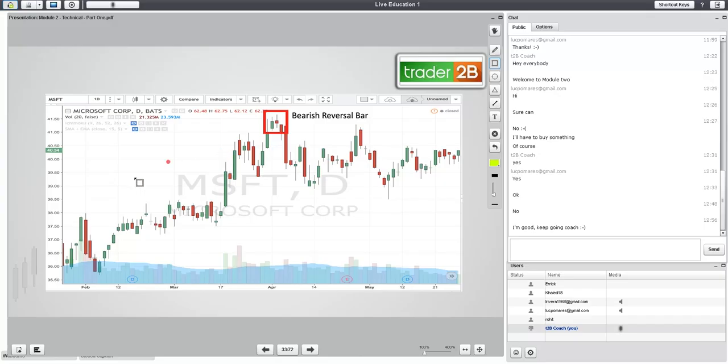All right, so here is an example of, again, Microsoft using a bearish reversal bar pattern.